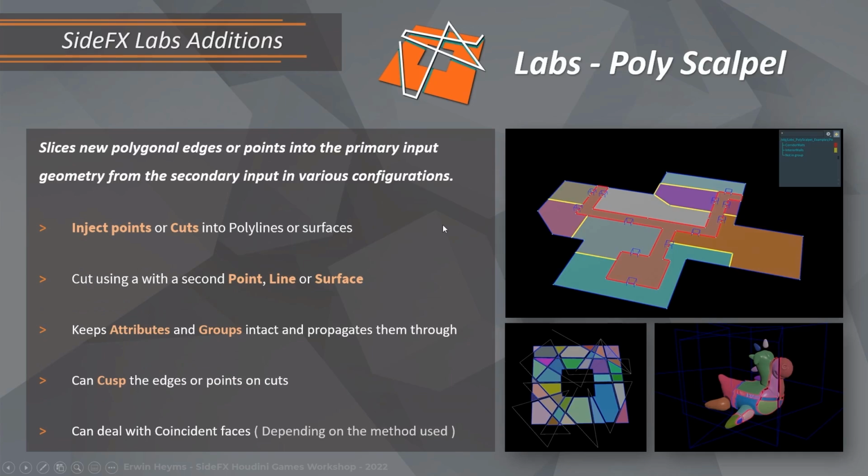So with the Labs toolset, I've included a couple of different nodes. The first one is the Labs Poly Scalpel. And this node basically allows us to slice new polygonal edges or points into the source geometry with a secondary cutting geometry. And we can do this in various configurations. We can do it with points, we can do it with edges, we can do it with surfaces. Next to that, it also keeps all the attributes and groups intact, and it will propagate them through the cutting operation. We can cusp the geometry, and it will also allow it to deal with coincident faces, depending on the method inside the tool that we use.